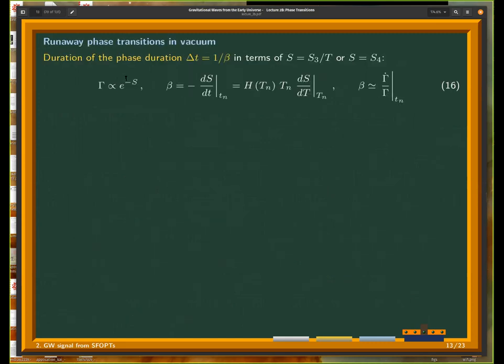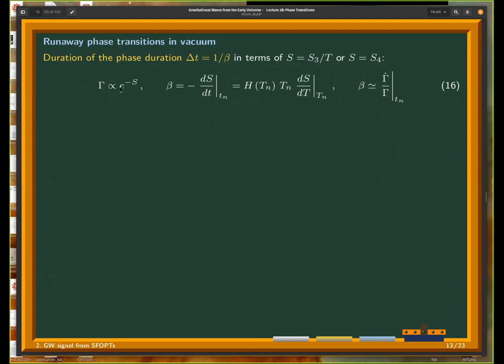Okay, so how is this related to beta? Beta, I said, is the duration of the phase transition. So delta t equals 1 over beta. Roughly, beta is defined as the rate of variation of my bubble nucleation rate, so gamma dot over gamma. And then formally, in the literature on gravitational waves from phase transitions, beta is basically defined as the time derivative of the Euclidean action that appears up here in the exponent of the bubble nucleation rate. The philosophy behind this is that the prefactor only depends weakly on time, and most of the time dependence of gamma actually comes from the exponential factor.